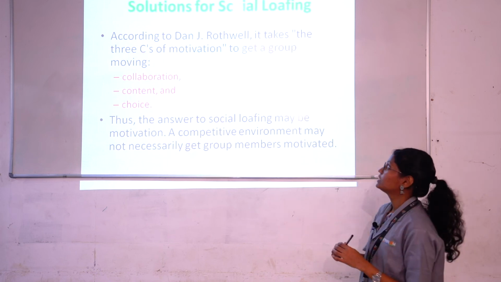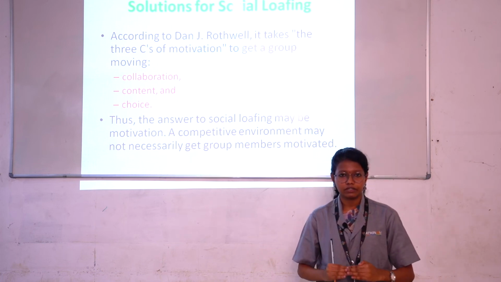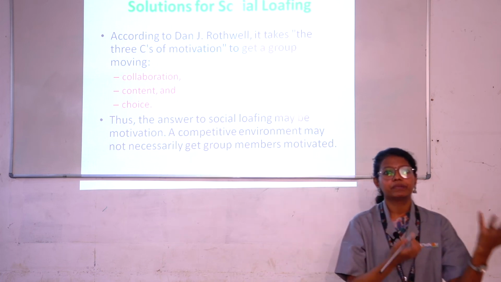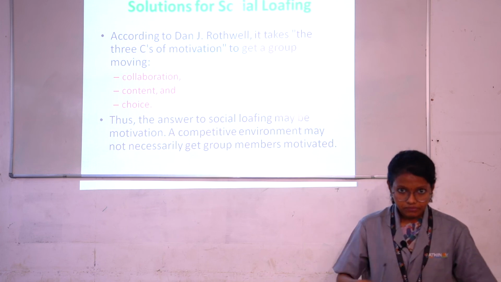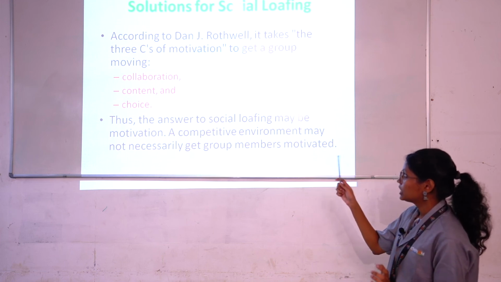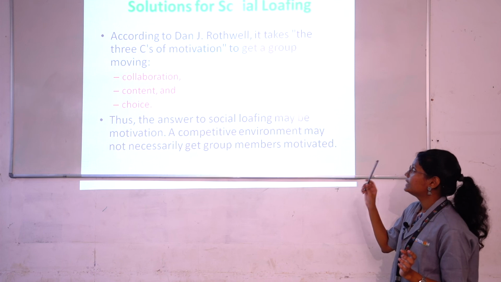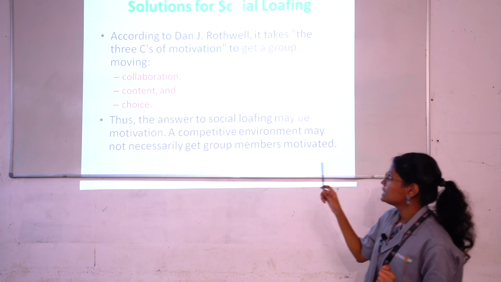When we talk about the solution for social loafing, means how can we reduce social loafing, or how can we encourage people to participate in a group activity. The first one is collaboration, content and choice. This was developed by Dan J. Rothwell. It is the 3 C's of motivation.